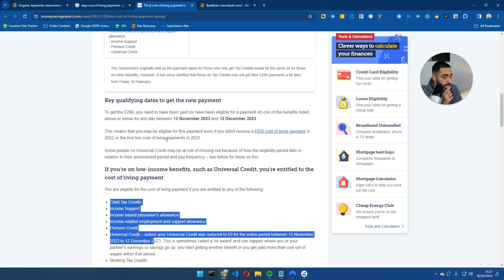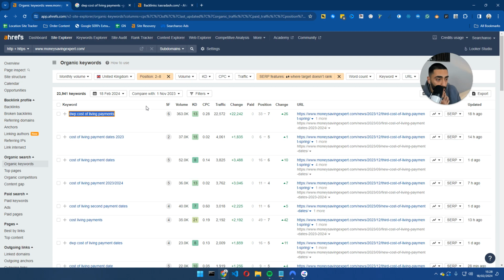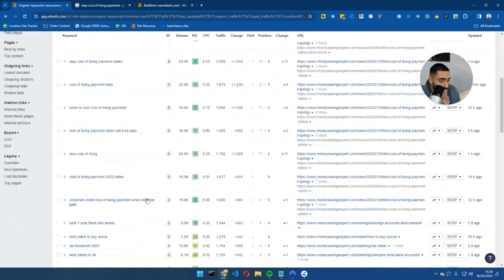So I would be looking to have that added on, and also what I would be doing is going in and making certain that these are up to date, so to 2024 as well. Let's take a look at a couple more pages as well.